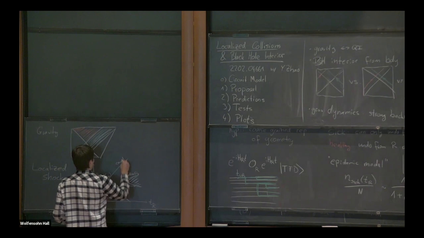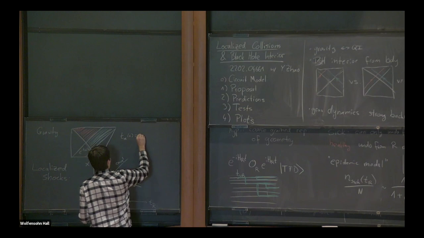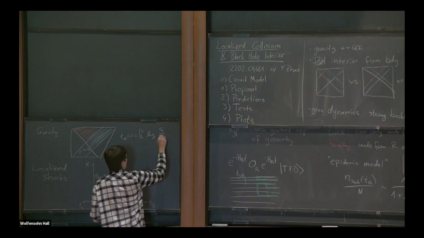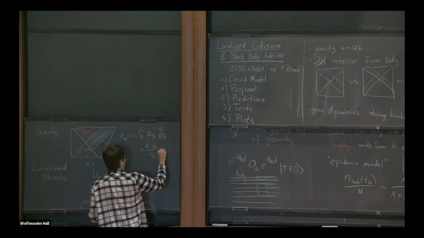The scrambling time is now the entropy of the perturbation, and then it gets a next dependence.